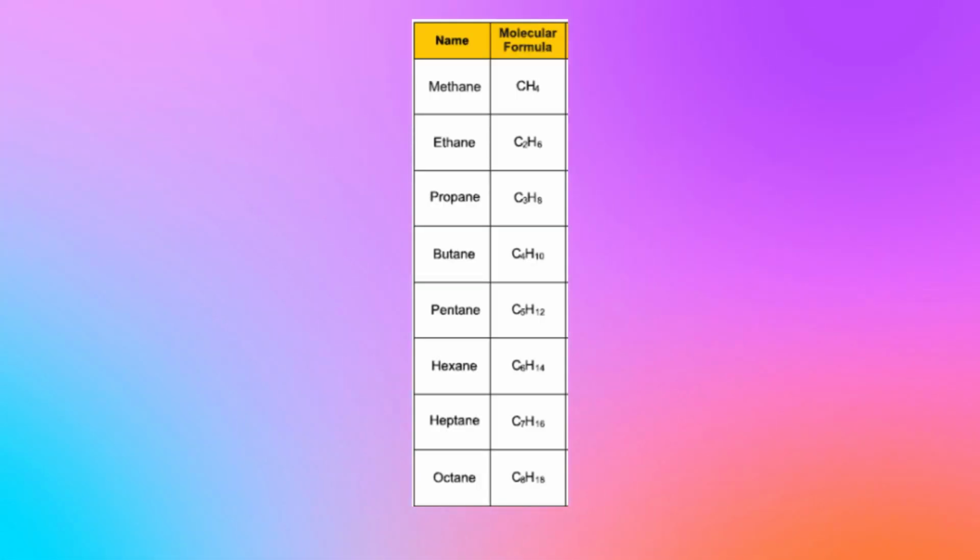And the last thing really is to learn the names of the molecules, but I quickly want to point out that the number after the C refers to how many carbon atoms you have, not how many bonds. Okay, so we've got CH4 is methane, C2H6 ethane, C3H8 propane, C4H10 butane, C5H12 pentane, C6H14 hexane, C7H16 heptane, and C8H18 octane.